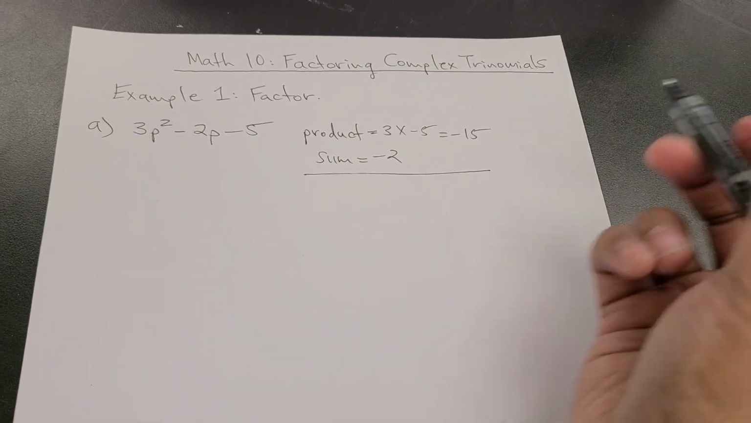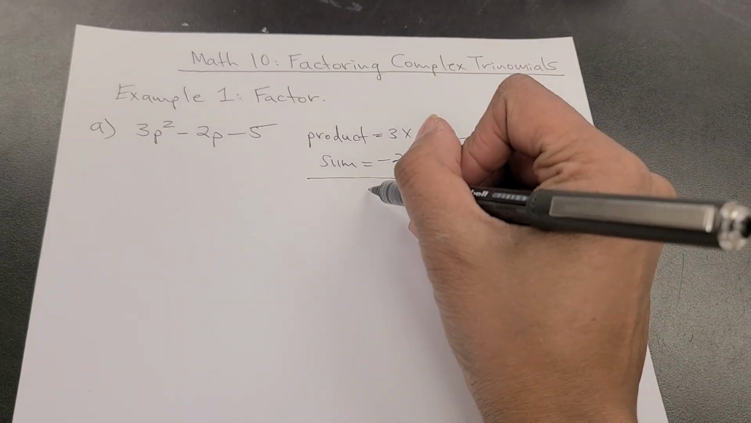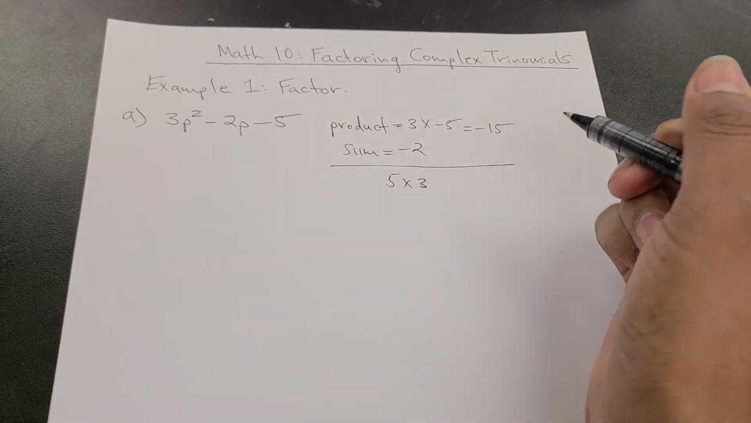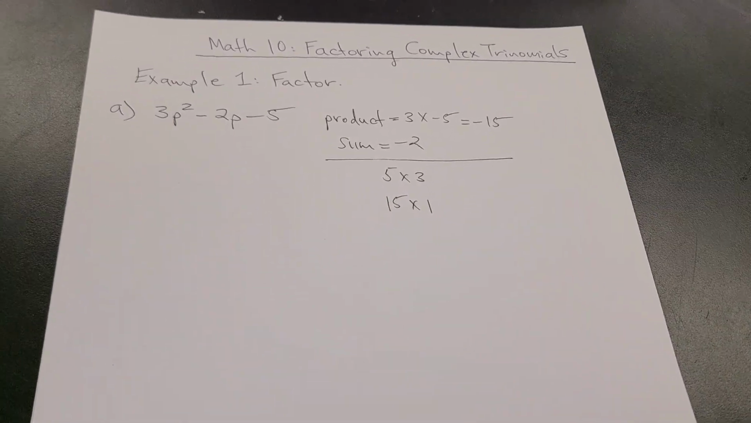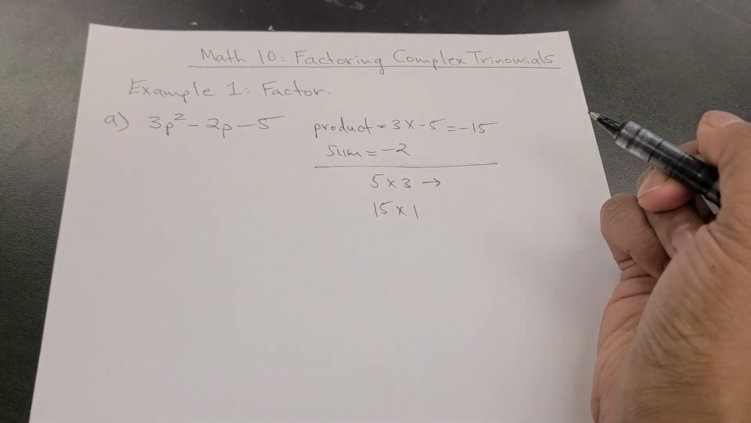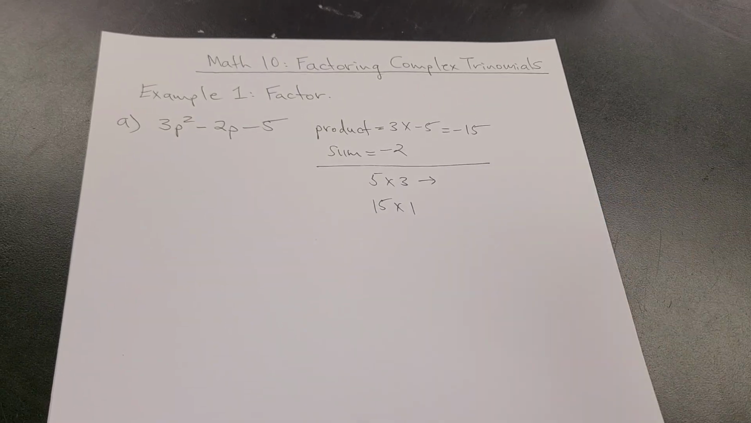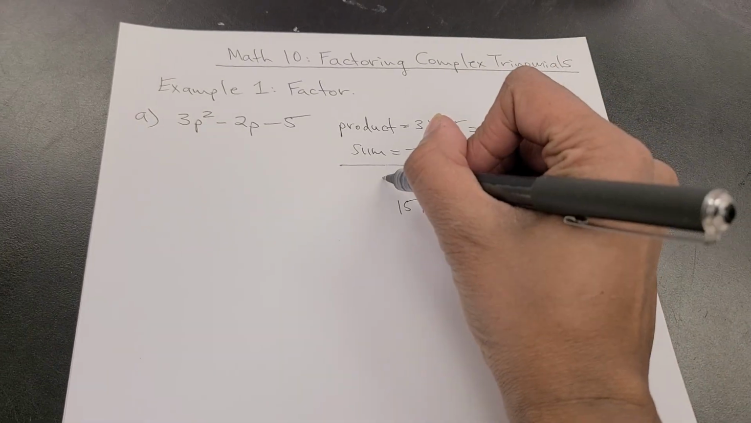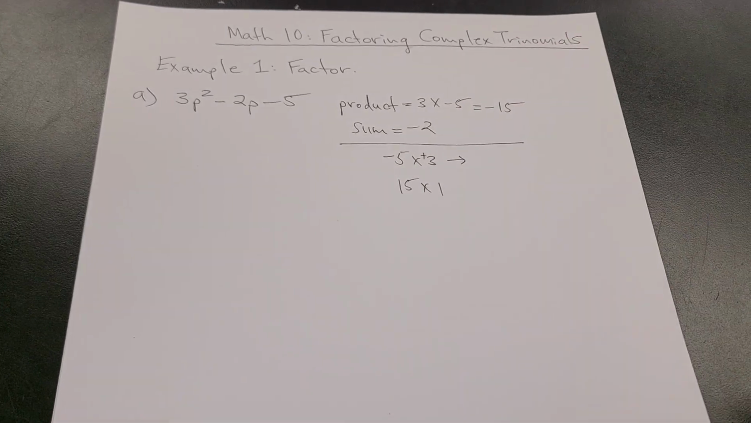Of course, I'm going to write down some factors of 15. 5 times 3 is 15, and 15 times 1 is 15. So we're going to be using 5 and 3. However, the sum has to be negative 2, so I'm going to make the 5 negative and the 3 positive.